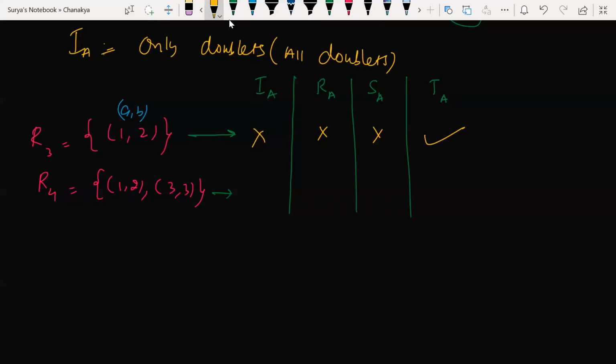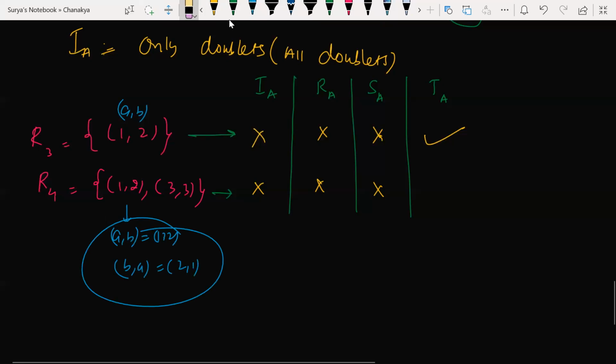Identity or not? Varsha, you must give the answer. Not identity, sir. Not identity, of course. Reflexive? No. Not reflexive, of course. No doublets available. Symmetric? No, sir. It can't be symmetric: 1, 2 is there, but 2, 1 is not there. Beta, if I take this as A comma B, 1, 2, then B comma A is what? 2, 1. It must be there. It is not available there.